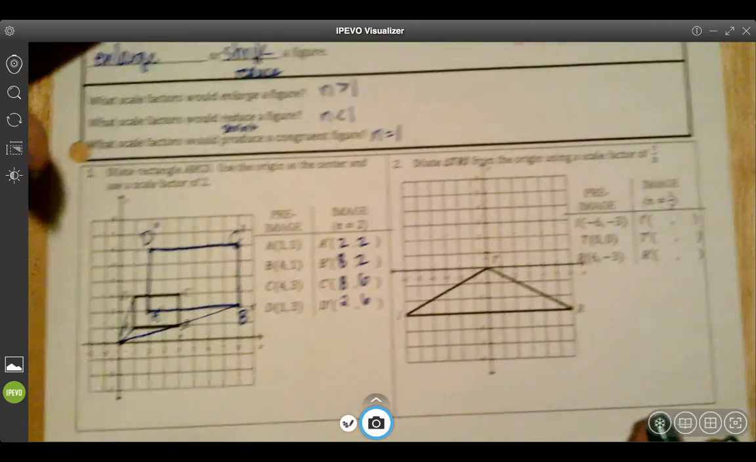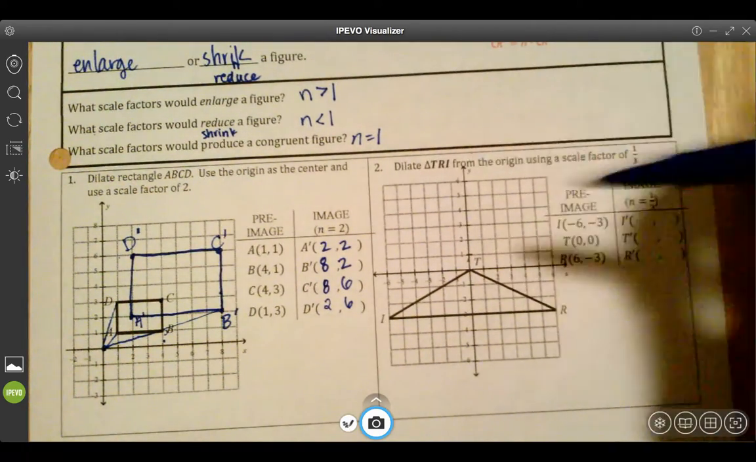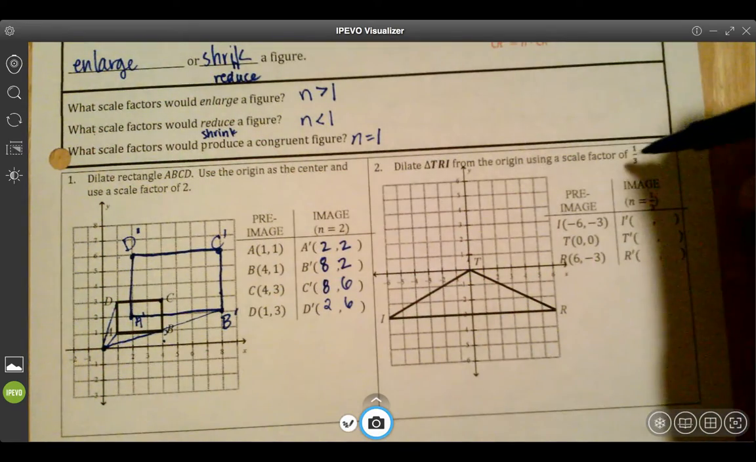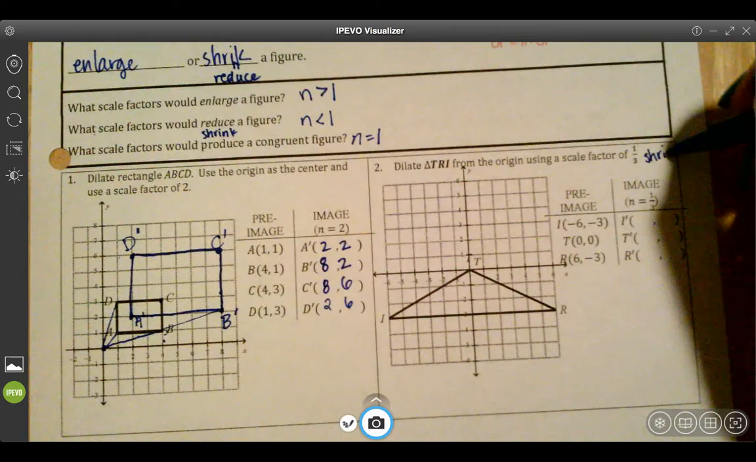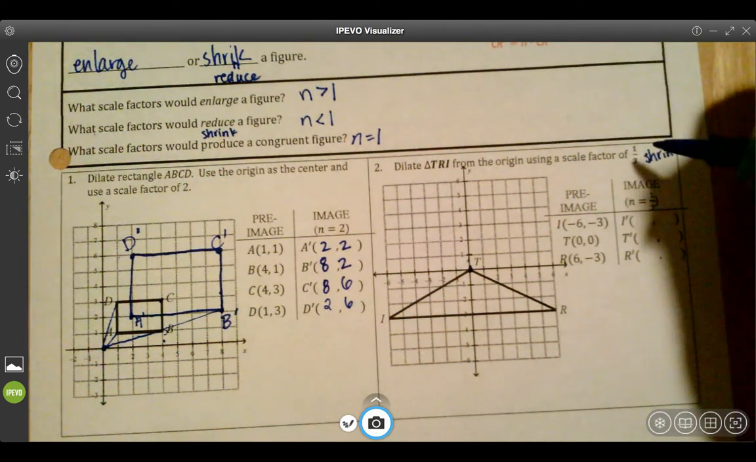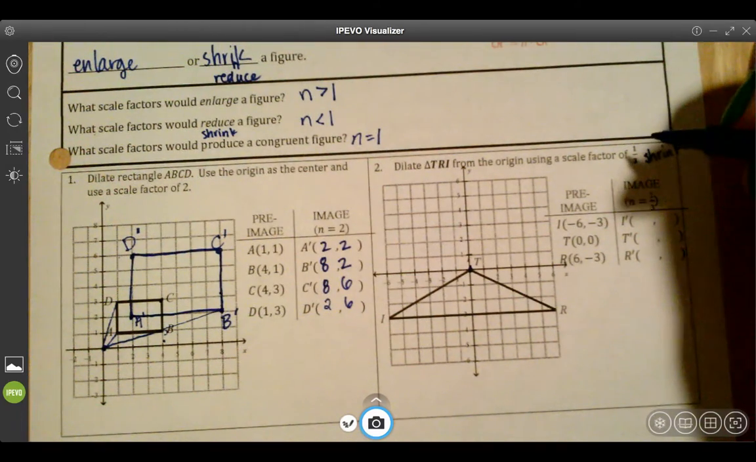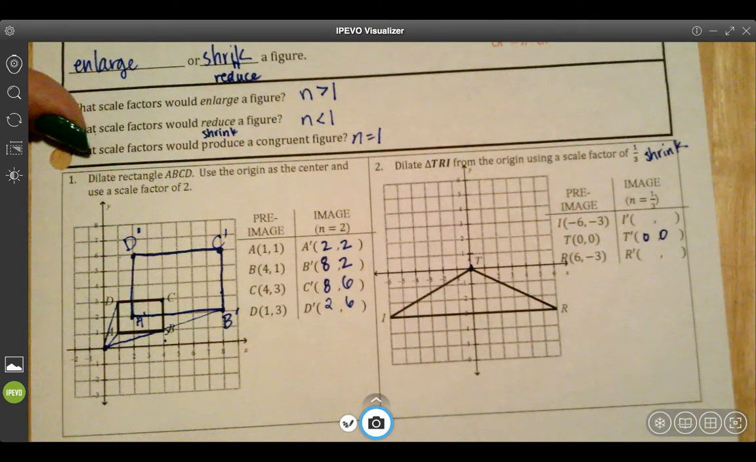Let's try the next example. Dilate triangle TRI from the origin using a scale factor of 1/3. 1/3 should shrink it. We'll start with point T. Point T is already 0 units away from 0. If I multiply that by 1/3, it's still 0. T is not going to move. So T stays in its place. The point that is the center of dilation never moves.